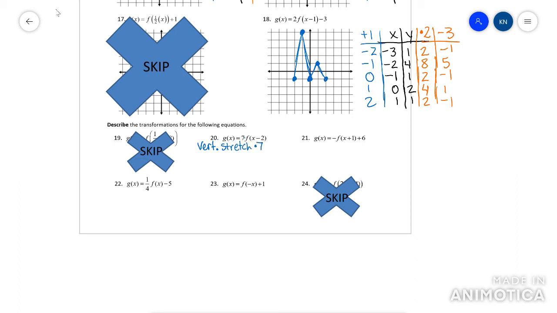And then the second transformation would be this -2. That -2 is inside, so it has to be horizontal. And when it's plus or minus, it's automatically a shift. And so this one is kind of the opposite since it's inside and it's horizontal. So instead of minusing 2 on my x, I'm going to add 2 on my x, which means it's going to the right 2.